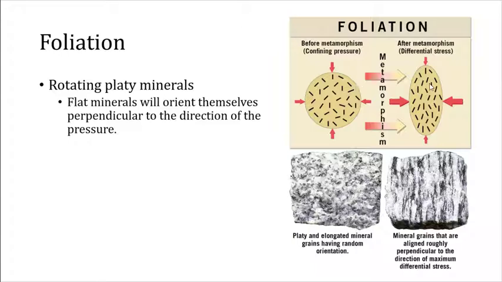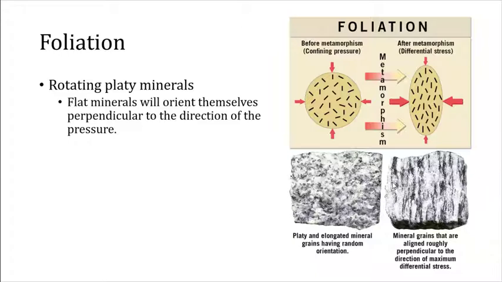But then if we apply differential pressure from either side, that causes platy minerals like mica, or any kind of flat mineral, to reorient themselves perpendicular to that pressure, right? And so you go from something like this granite here, where the mineral grains are not aligned at all, to this gneiss over here, where that differential stress has rotated those platy minerals perpendicular to the direction of pressure. And so you get this linear feature through the rock, which is that foliation, that alignment of mineral grains perpendicular to the direction of pressure.